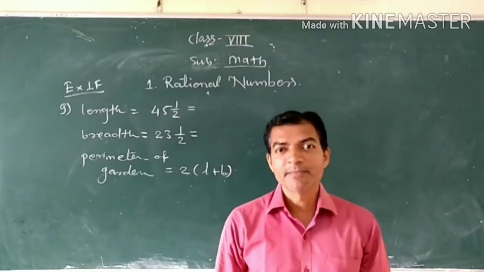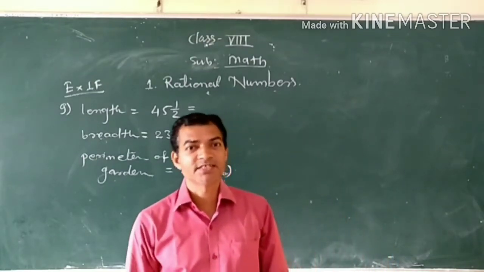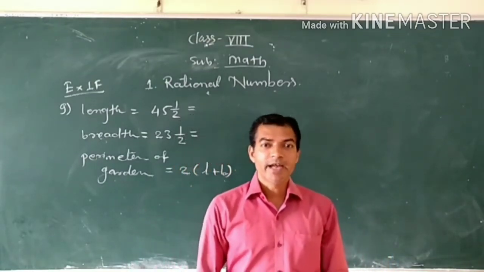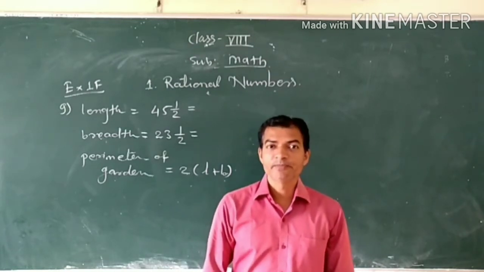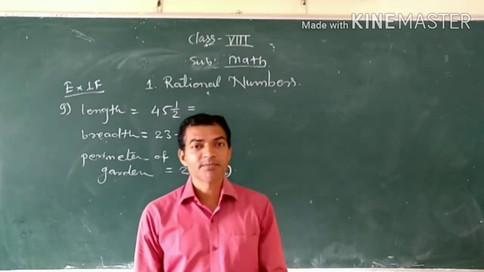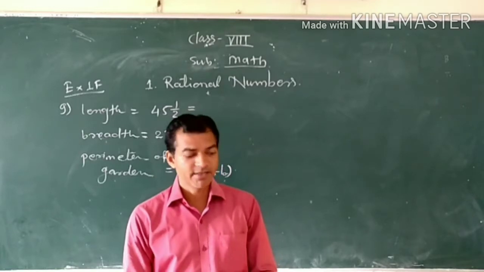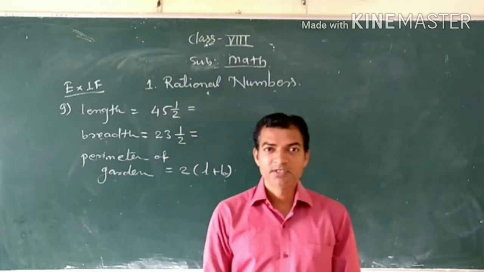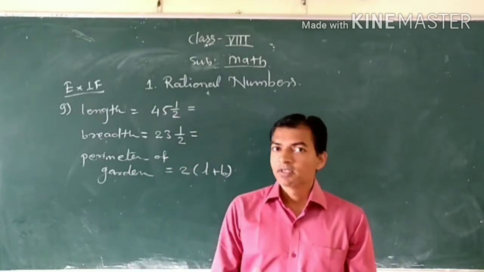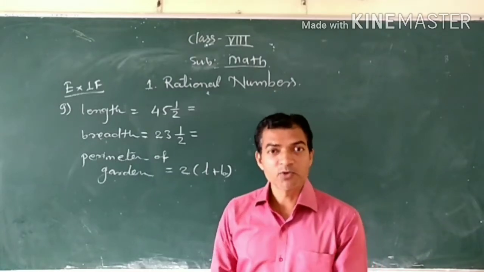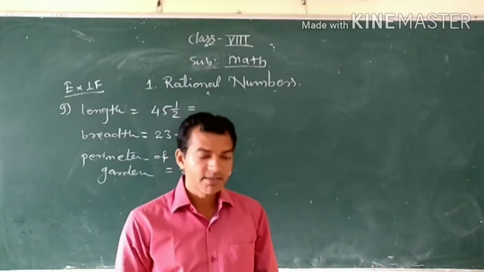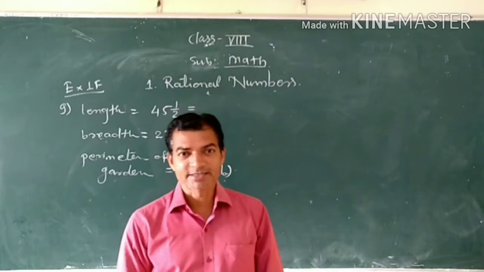We have learned some word problems of exercise 1F. Two problems remain now. I think some students solved those problems, and many of you didn't solve that one. So I will explain those two problems now, and then we will learn the density of the rational numbers.